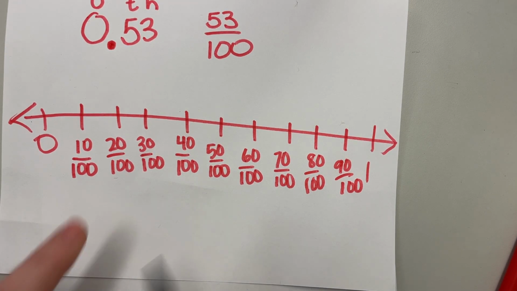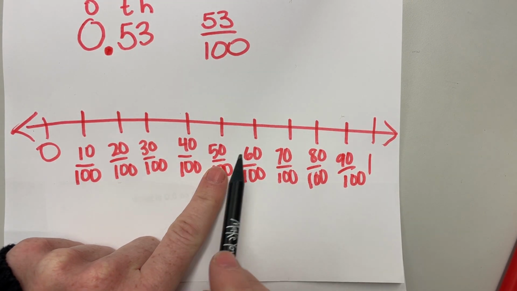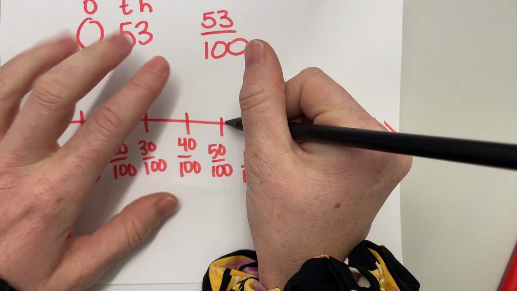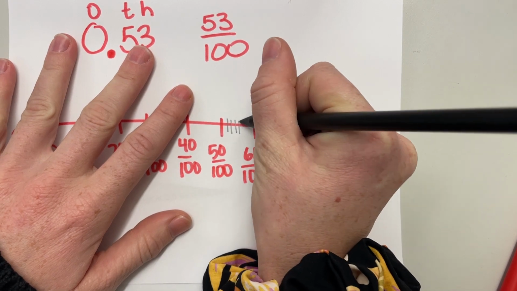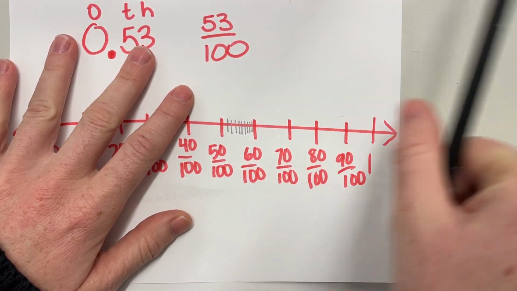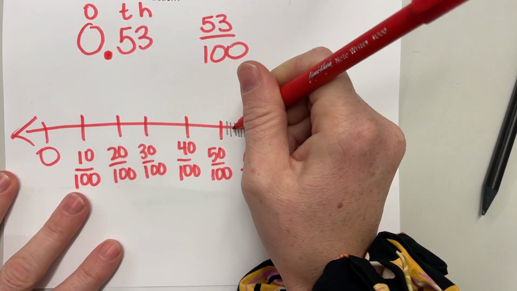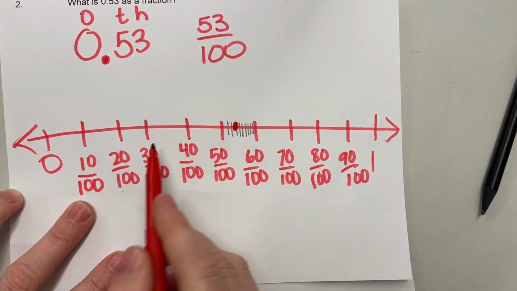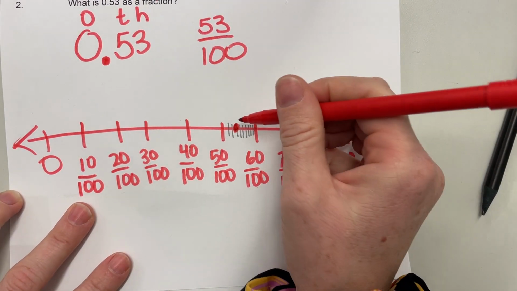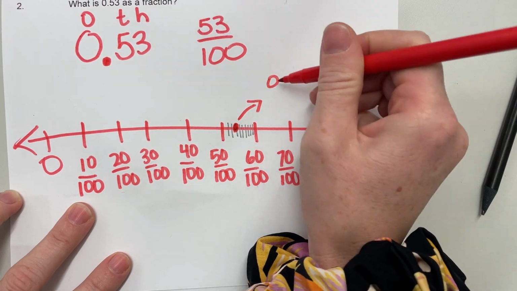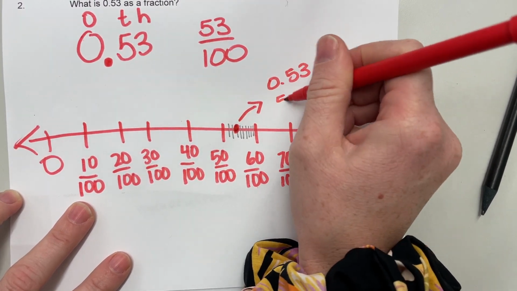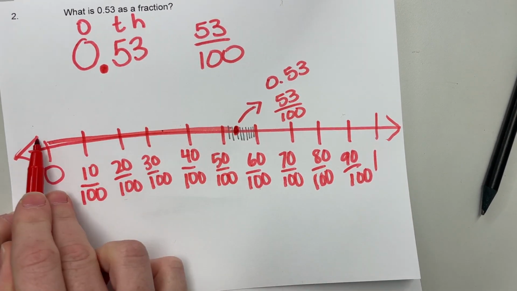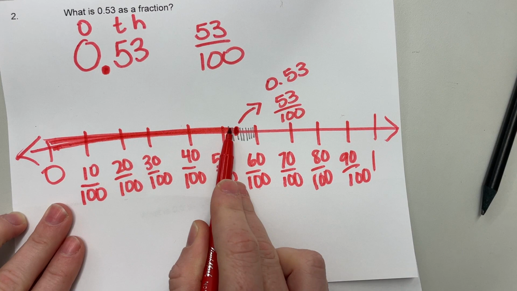So now I'm going to find in between 50 and 60, because 53 lies in between 50 and 60. So 50 hundredths and 60 hundredths, and I'm going to make 9 more lines. 1, 2, 3, 4, 5, 6, 7, 8, 9. So I'm going to shade in up until that point. So this line right here, that is my 53 hundredths. So I plotted 53 hundredths right there, and I can shade in from 0 all the way up.